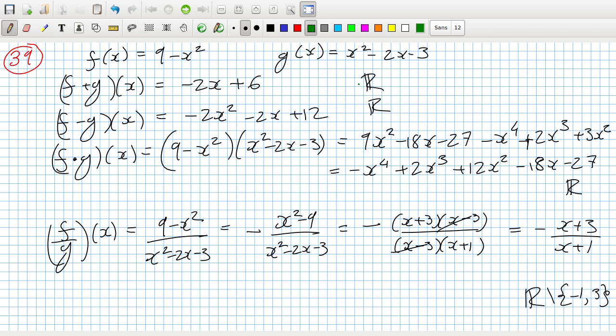All right, let's check the answers because I have these ones. Let's see. Where am I? Minus 2x plus 6. Yep. Minus 4, 2, 12, minus 18, minus 27. All real numbers. And the last one is correct. Okay. That's 39 done. So we're okay with that. Now, let's have a look at 40.